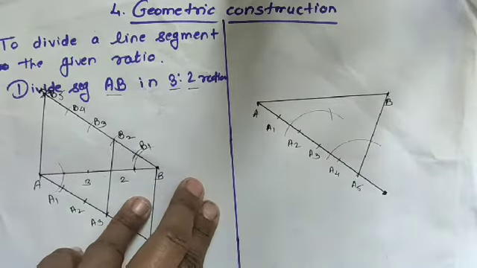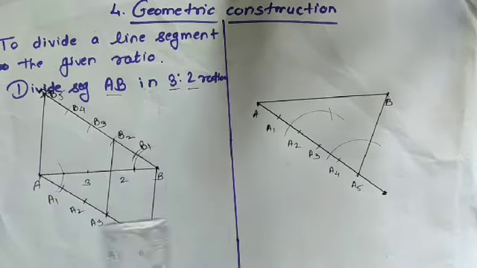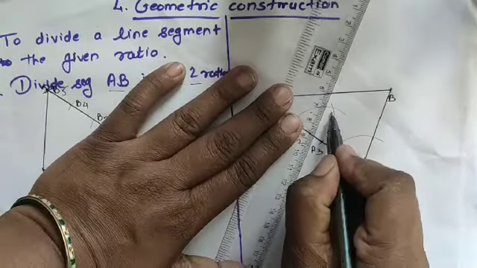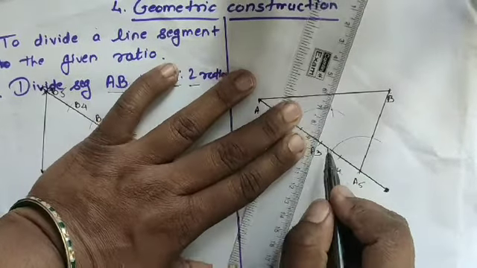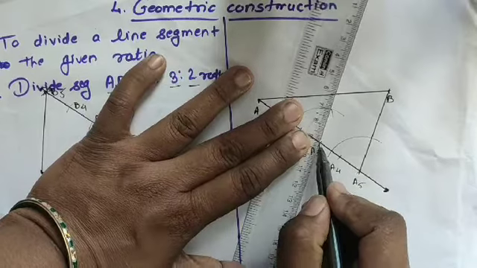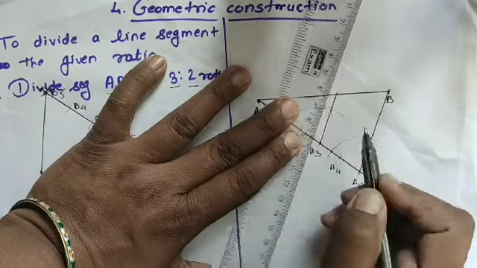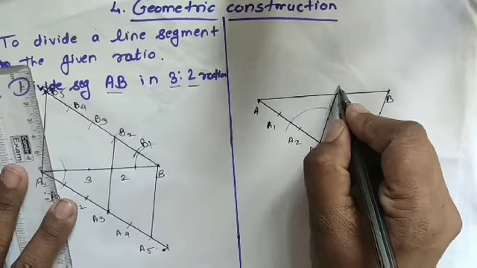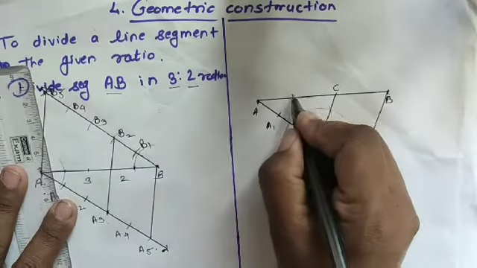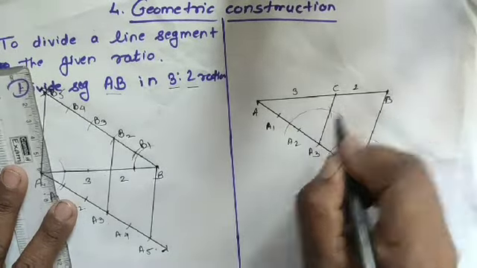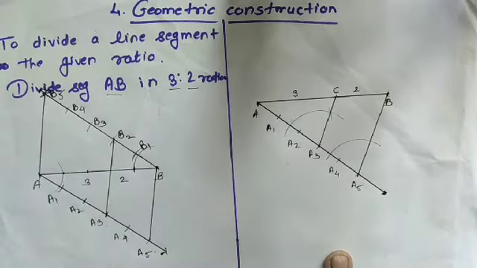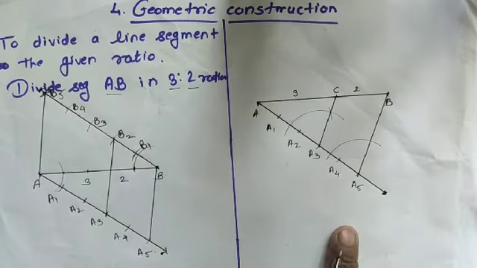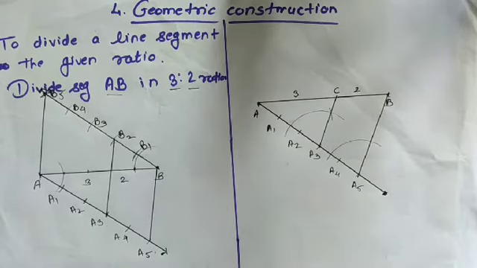Okay. Now the next step is that you have to join this A3 to this point of intersection, and we have to extend the line which touches the AB. Okay, so here it is. Suppose this point is C, and this is the 3:2 ratio. So I divide this line segment AB into 3:2 ratio. So you can use any method from this.